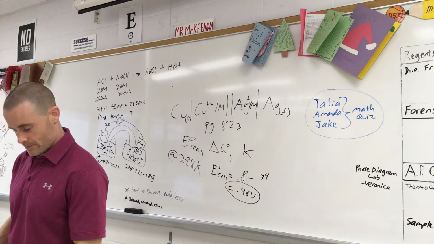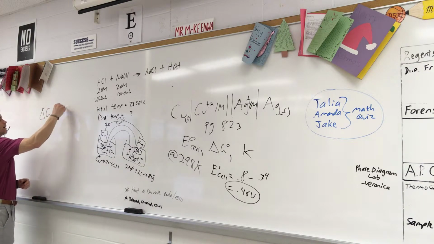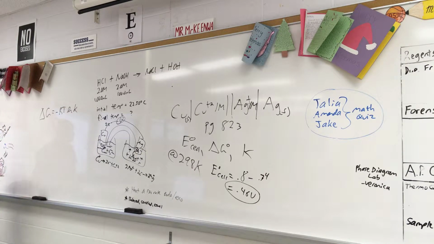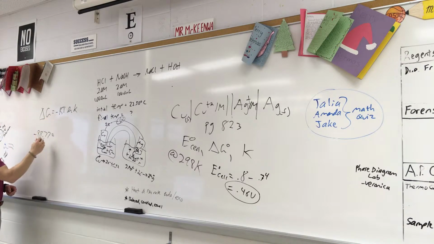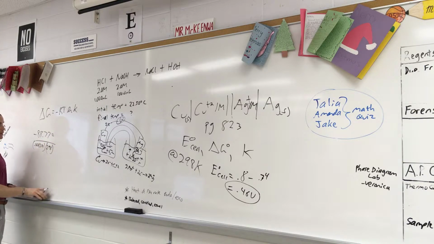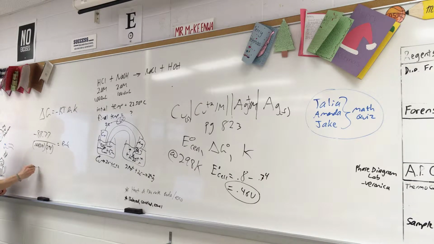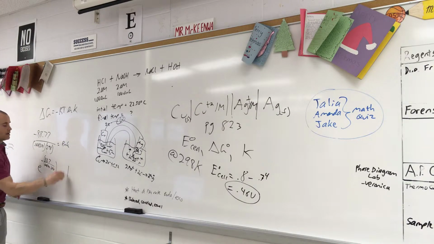Right, delta G equals negative RT natural log of K. So delta G, negative 88.77 equals, actually, you know what, we can rearrange it here. R is 0.008314. Temperature is 298. That's all equal to the natural log of K. And if you want to get more crazy here, you can just do this: negative 88.7 divided by 0.008314 times 298. So all of that, e raised to the negative of all of that, equals K.